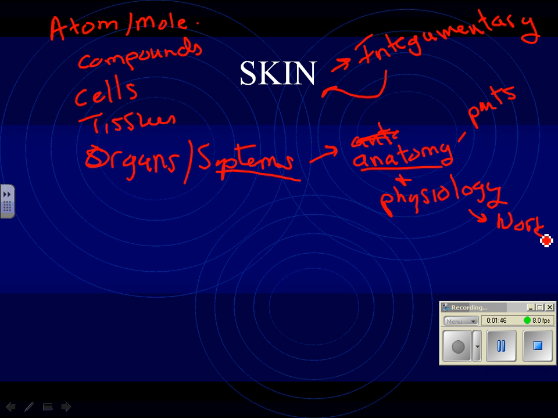So our discussion that we're going to do for the next couple days on skin, we'll start today with anatomy, and you should have a diagram that was handed out to you for the notes on this. And then the second part of it will be physiology, where we talk about how it works.